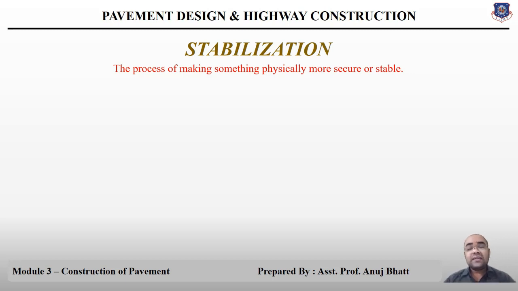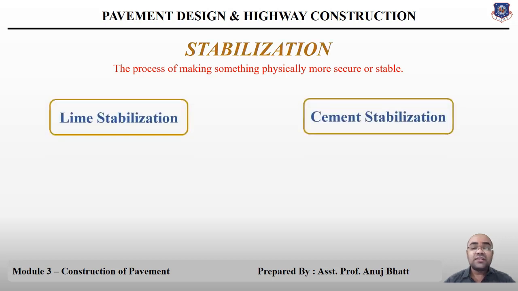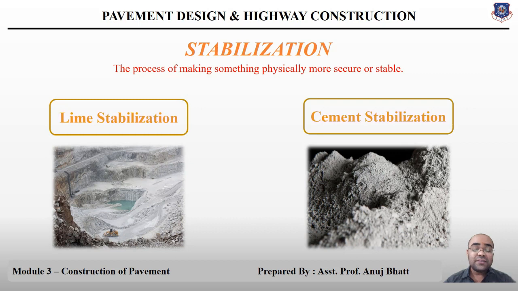Now the second thing is how you can perform the stabilization. Are we adding any other materials for the stabilization? Yes, we have two methods. The first is lime stabilization and the second is cement stabilization. In lime stabilization, generally as a primary material we use lime. Sometimes we add fly ash in the lime stabilization, while in cement stabilization we use cement as the primary material.